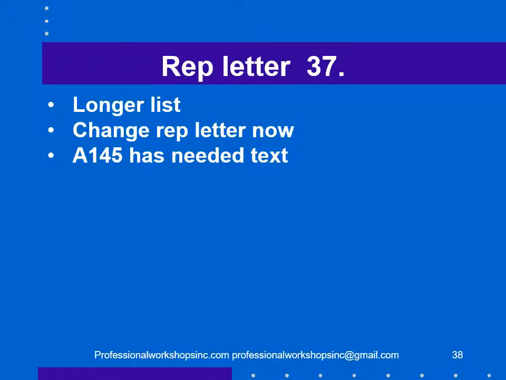The rep letter, this is probably the single biggest change. There is a longer list than we now have perhaps in a rep letter. And look at paragraph A145, it basically has the needed text. Now we don't have to do this, I suppose, until an audit we do in February of 2021 on a December 2020 year end, but I don't see any harm in changing the representation letter now and including all the additional detail that's suggested in paragraph A145. So given that they're kind enough to make this suggestion, I think I would start with this as soon as I can.